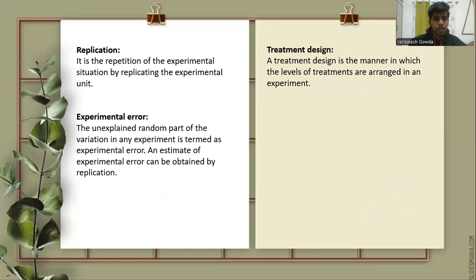So what is replication? It is a repetition of the experimental situation by replicating the experimental unit. Next is the experimental error. The unexplained random part of the variation in any experiment is termed as experimental error. An estimate of experimental error can be obtained by replication. So at last, it is the treatment design. So what is a treatment design? A treatment design is the manner in which the levels of treatments are arranged in an experiment.